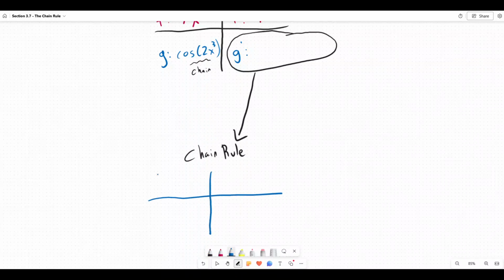Now, again, I'm going to reuse the labels f and u, but again, these labels aren't all-consuming. So we're going to have cosine of u, cosine of something, and the derivative of that is going to be negative sine of something. Okay? Now, what is that something? It's going to be 2x cubed, and the derivative of that, again, power rule, is going to be 6x.